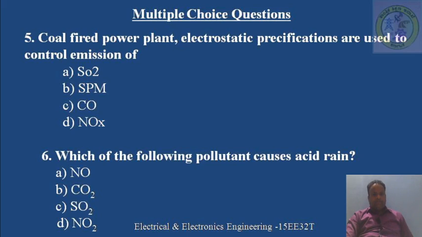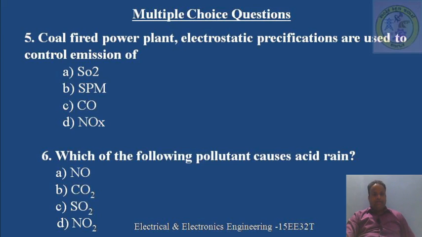Here in thermal power plants, in order to control the emission of particulates, also called particulate matter or suspended particulate matter, we are using a device that we call an electrostatic precipitator. That is a filtering device that is used to filter the particulates. They are also called particulate matter or suspended particulate matter.